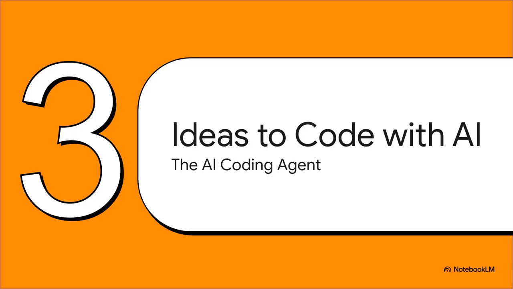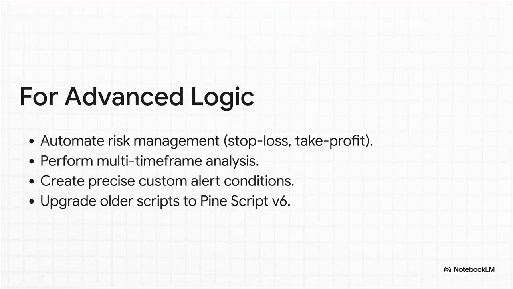But, okay, what if your idea is a little more complex? Maybe it's something you can't just build with drag and drop. That's where the second tool, the AI coding agent, comes into play. This is where you can get really specific. You can just describe what you need in plain English.